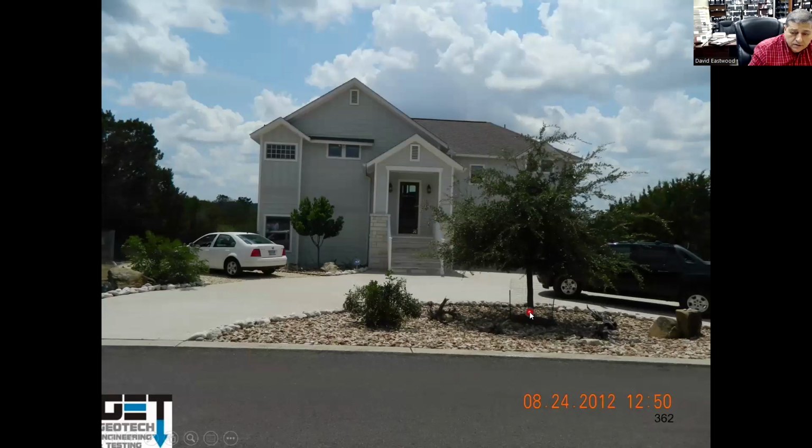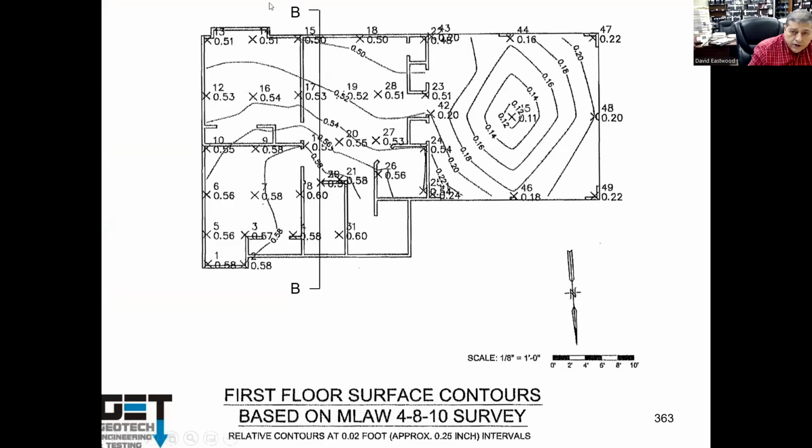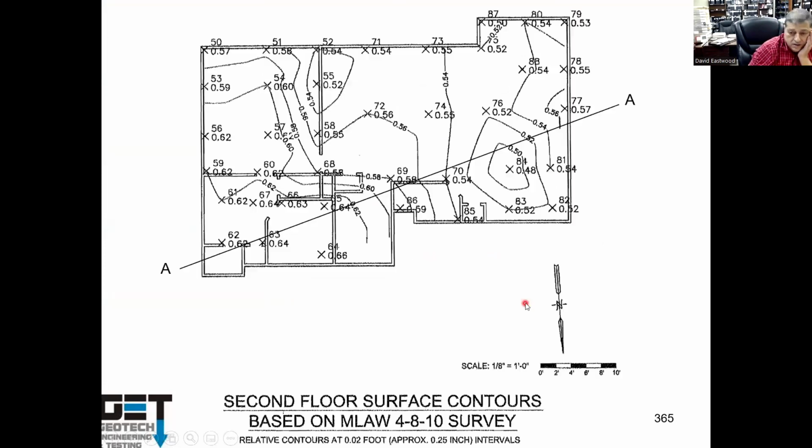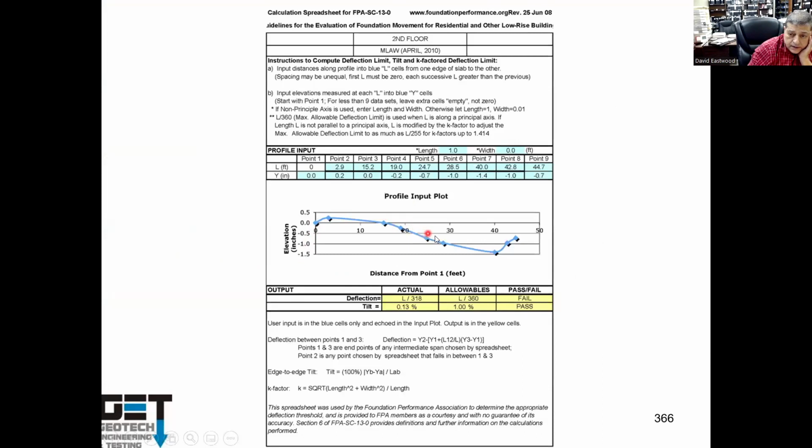So if you got a house or a building that's moving, you do a section BB here on the elevations. You plot that section. You find out that the deflection is L over 563. That's very small, smaller than L over 360, so the deflection passes. The tilt is 0.38%, less than 1%, it passes. You run another section here, section AA. That's the deflection. The maximum deflection is L over 318, which is bigger than L over 360. So your deflection fails. The tilt is 0.13%, less than 1%, it passes.